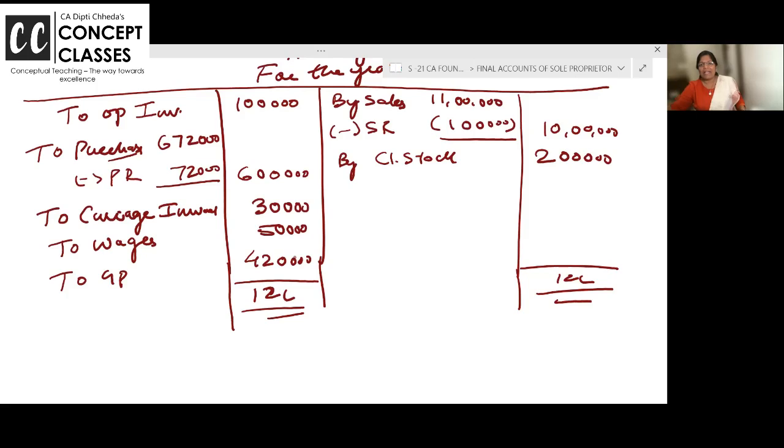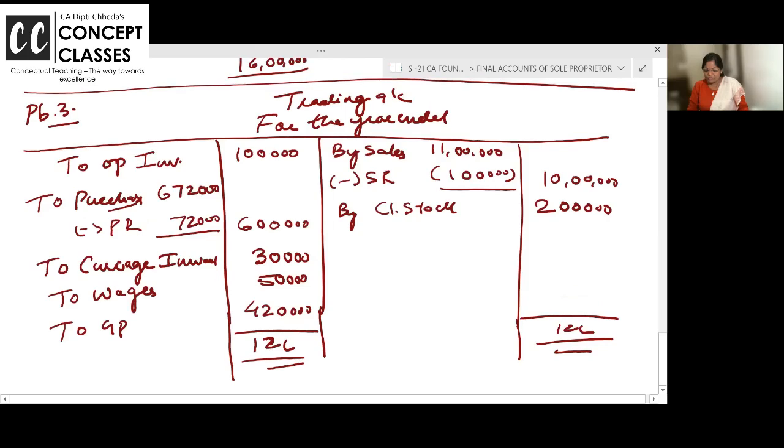Same for P&L, same for balance sheet. These are concept gripping problems. Final accounts will be more fun when you make trading, P&L and balance sheet all, and for even more fun, add adjustments also. The level of problems they give in the exam is easier. That data won't be as huge as we make you practice. But then you may have a doubt, ma'am, why practice such big problems? Practice, repetition. Opening stock, purchase, sales, closing, carriage inward, wages, GP, all clear to all of you?